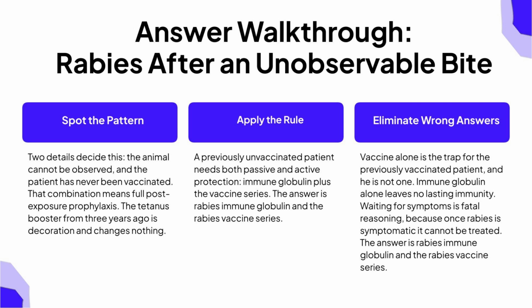Immune globulin alone leaves him with no lasting immunity. Waiting for symptoms is fatal reasoning because symptomatic rabies cannot be treated. The answer is immune globulin together with the vaccine series. Your review resource covers wound care and timing in its infectious disease chapter.